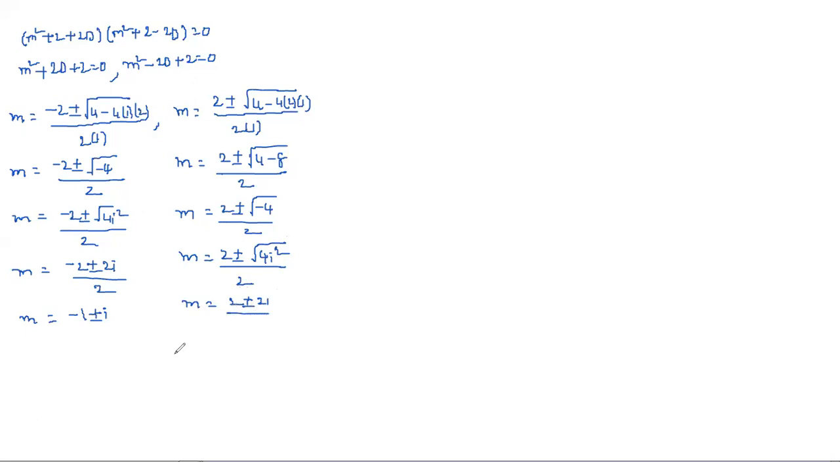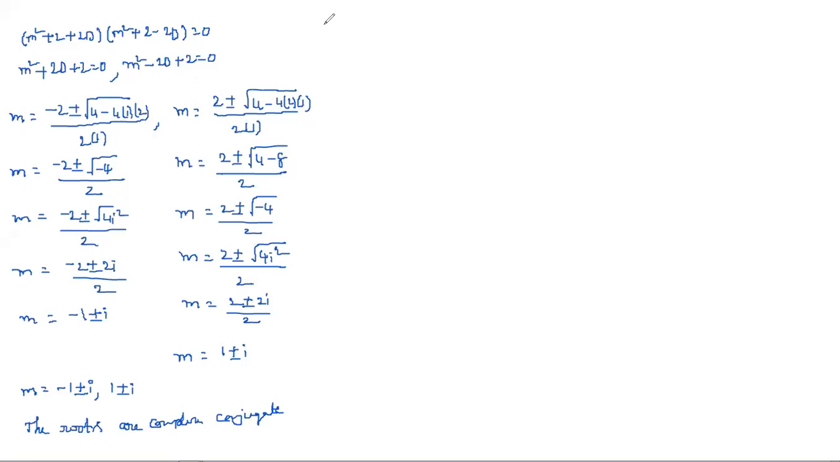And then what we get here, 2 is the common one. So 1 plus or minus i, if you take 2 as common. So which roots did we get here? We got complex conjugate roots. But are they equal? No, the roots are not equal. So simply we got m is equal to minus 1 plus or minus i and 1 plus or minus i. So the roots are complex conjugate and non-repeated. Okay, so complex conjugate and non-repeated.